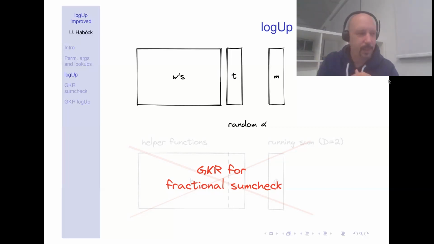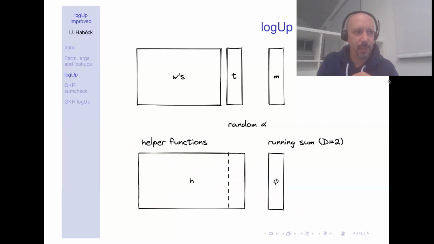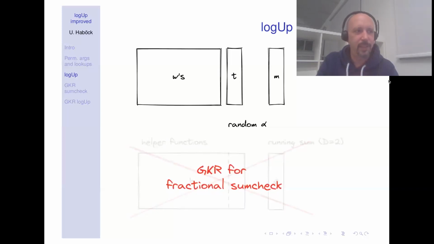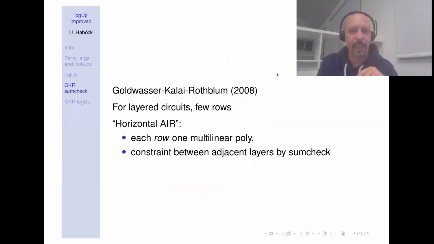So let me go once back. So this was the initial LogUp 22, but we can get completely rid of all these helper functions, ending up with a single extra column to be provided. It's the multiplicity column, and that's beautiful in my opinion. So let me try to explain GKR.